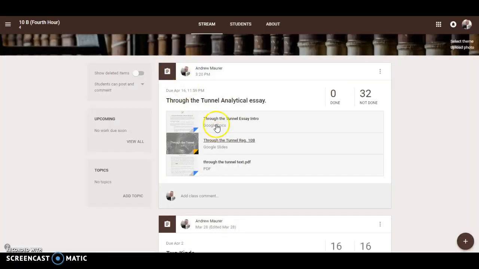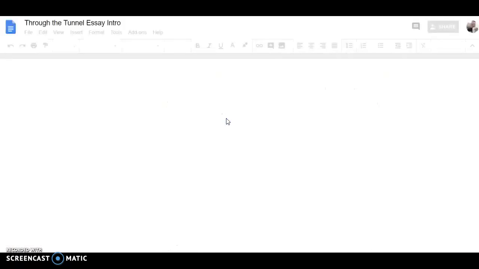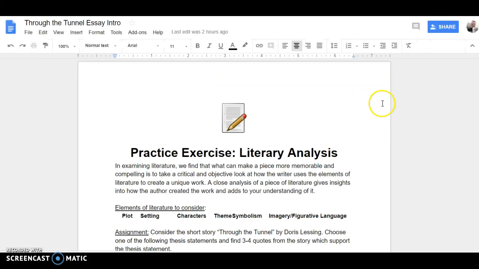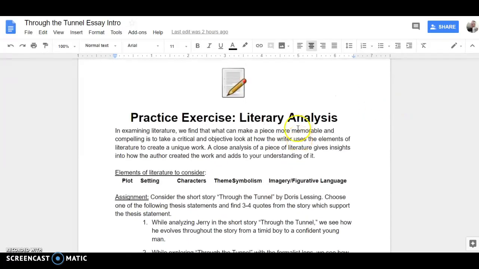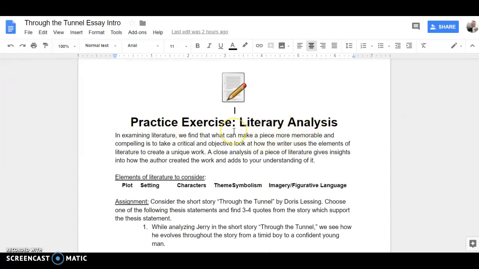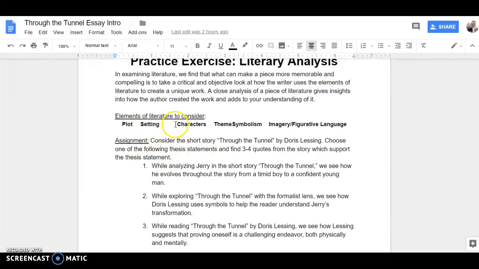But anyway, this is the real important thing. This is our Through the Tunnel essay intro. So after you've read Through the Tunnel, what we're going to do is we're going to look at this literary analysis. So this is your assignment. So in examining literature, we find that what can make a piece more memorable and compelling is to take a critical and objective look at how the writer uses the elements of literature to create a unique work. A close analysis of a piece of literature gives insights into how the author created the work and adds to your understanding of it. So, elements of literature to consider.